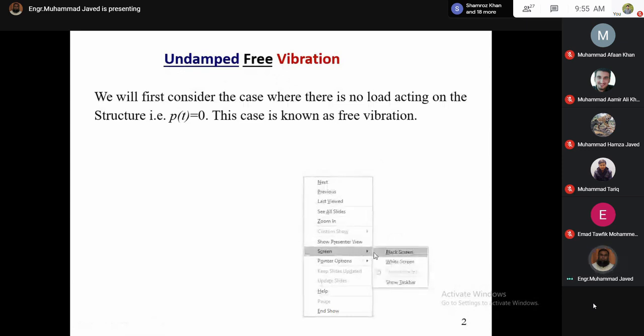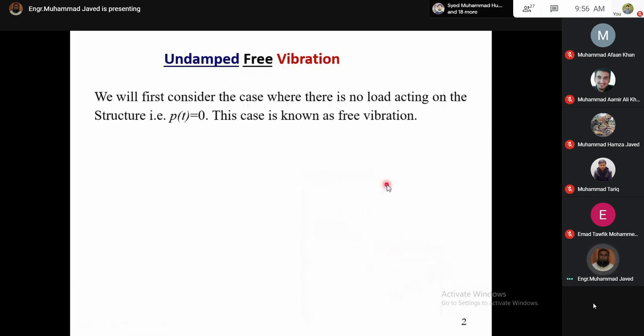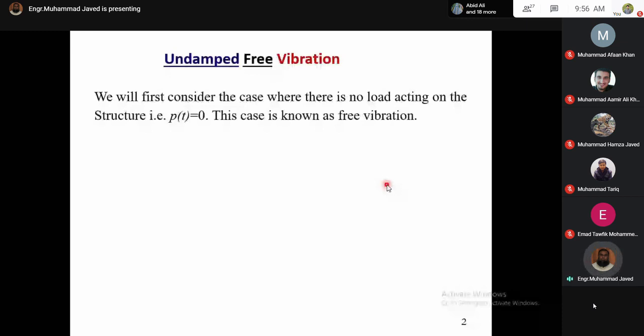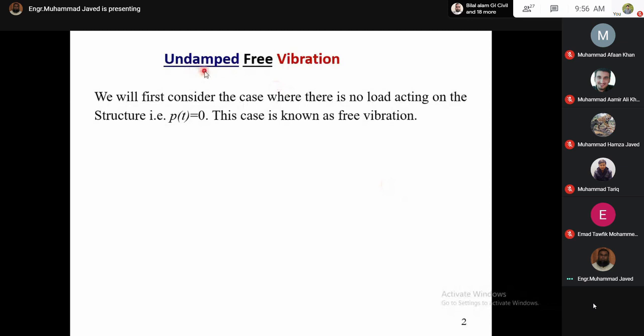You already know that free vibrations are those vibrations which occur in the absence of a dynamic force. If you disturb the equilibrium position of a system, vibrations occur, but if you remove the force which is responsible for disturbance, vibrations will still occur, but since the force is not present, we call it free vibration. And when the free vibrations occur in undamped systems, then the vibrations are known as undamped free vibration.